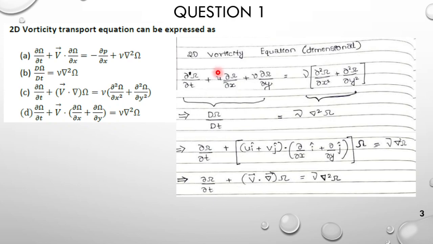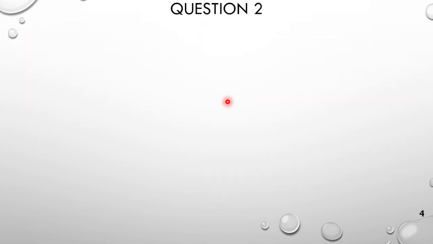Okay, so this is in Eulerian format only, even the option number B. If it was in Lagrangian format, this second term and third term would not have appeared at all. So option number B and C both are correct. So let us look at the second question.